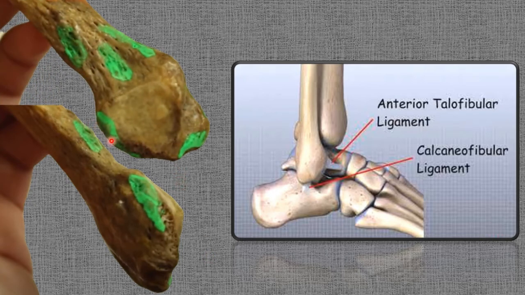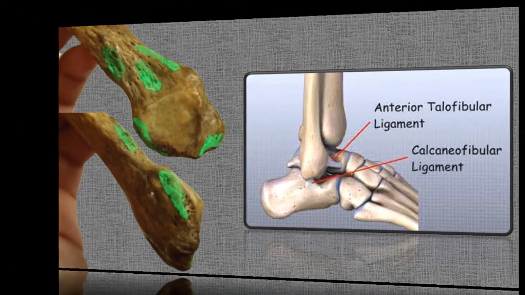Yes, this is the anterior talofibular ligament, this one, and this one, and this is the calcaneofibular ligament inferiorly. This is the inferior part, and this is the calcaneofibular ligament. This is the anterior tibiofibular ligament, posterior tibiofibular ligament, interosseous tibiofibular ligament, and anterior talofibular ligament, and calcaneofibular ligament. So these are the important ligaments which are attached at the lower end of the fibula.